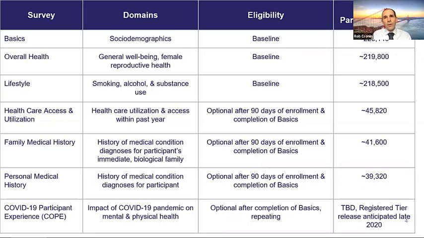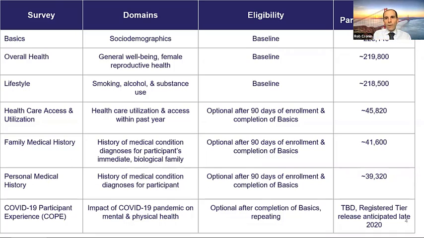And then the final one is the COVID-19 participant experience. So that's the COPE survey. You'll hear me say COPE multiple times. That's the COVID-19. And it's looking at the impact of the pandemic on mental and physical health. And again, if you walked in the door, you can't say pre-COVID, but if you walk in the door tomorrow or in a month or in 5 months when COVID may be better, after you complete the basics, you can do this module if you wanted to.